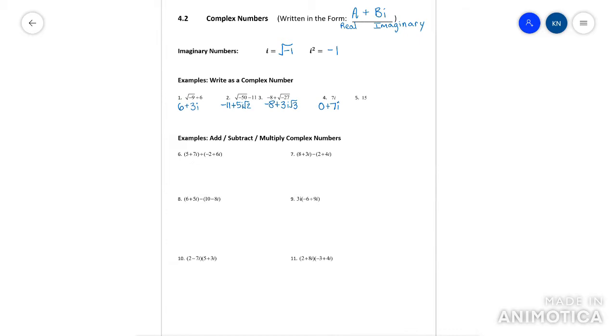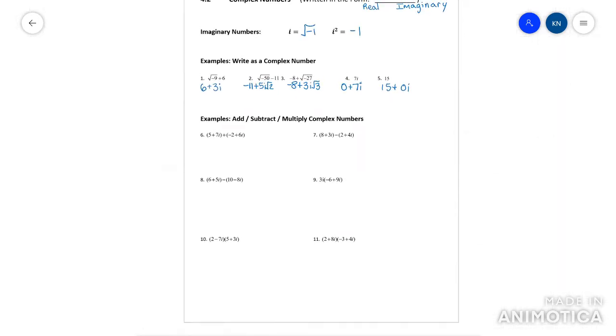Same thing with number 5. They gave me the number 15, which is the a part of it. I still need the bi part of it. Well, there is nothing there, so we're just going to call it 0i. So this one would be 15 plus 0i.